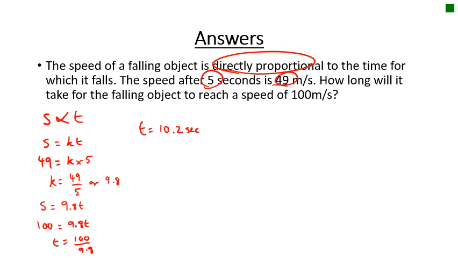Now if you wanted to do the multiplier method, you'd have 5 seconds is to 49 meters per second as x is to 100 meters per second. So what you would do here is 100 meters per second divided by 49, then you would times your answer by 5. That would give you x. If you were to do that in your calculator, you would get x equaling approximately 10.2 seconds.